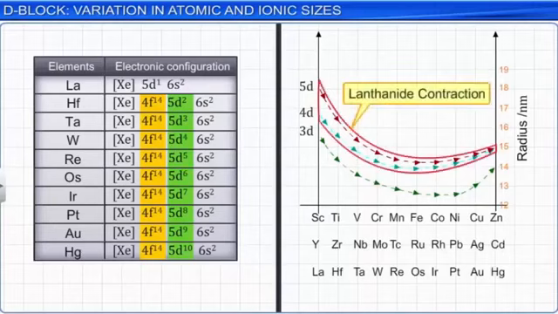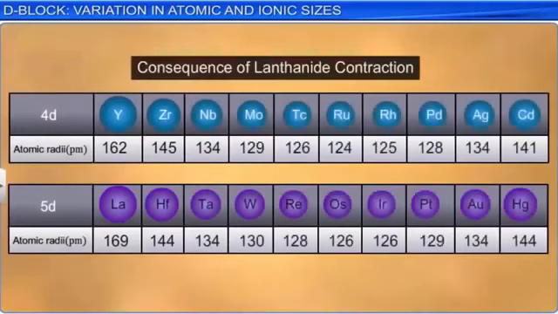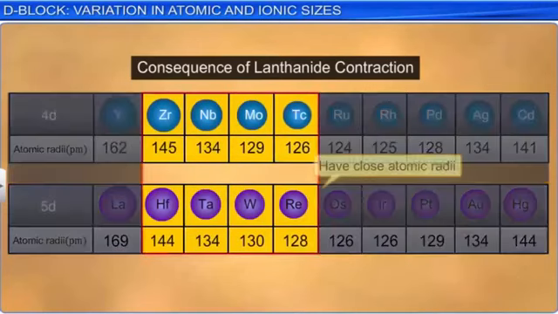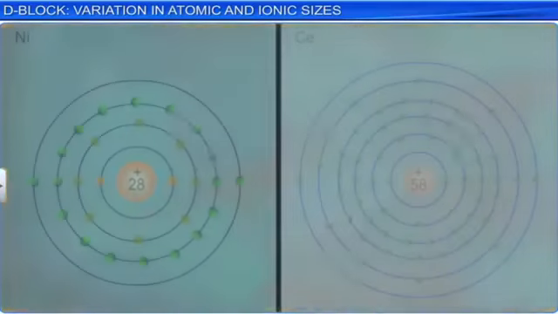The consequence of lanthanoid contraction is that the radii of the second and third transition series are similar. For example, zirconium and hafnium, niobium and tantalum, molybdenum and tungsten, technetium and rhenium have close atomic radii and, therefore, have very similar physical and chemical properties. Like in any transition series, the imperfect shielding of one electron by another in the same subshell is responsible for lanthanoid contraction.